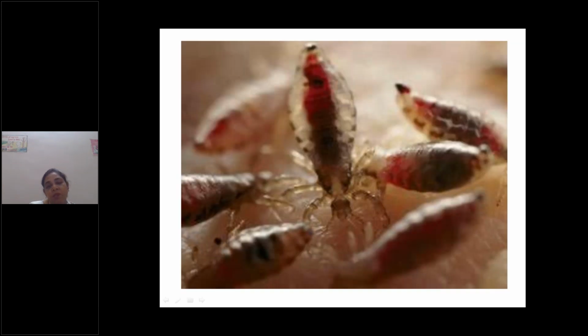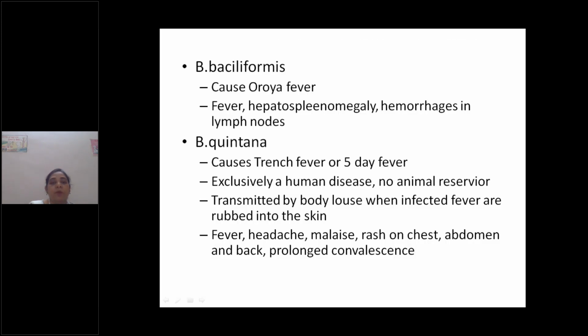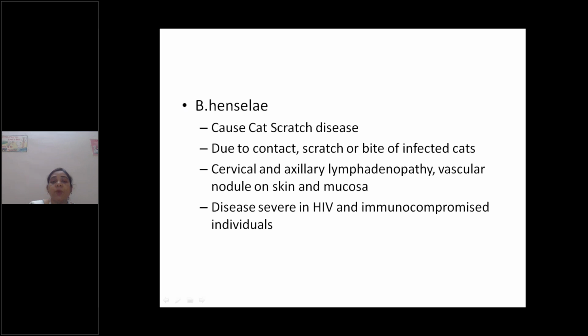This is the body louse. All of you have seen this, right? Head louse, body louse. Okay, almost the same. So, among Bartonella, one is Bacilliformis. What does it cause? Oroya fever. The second one is Quintana, called trench fever or 5-day fever. Next one is Henselae. This is the last one.